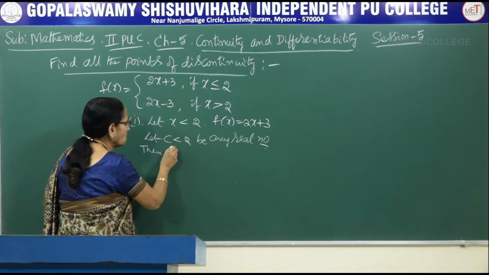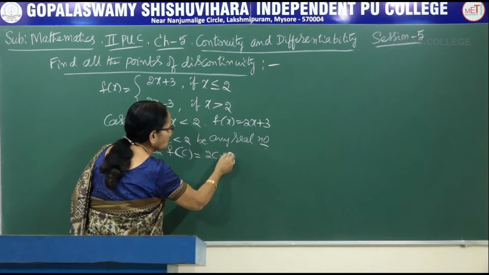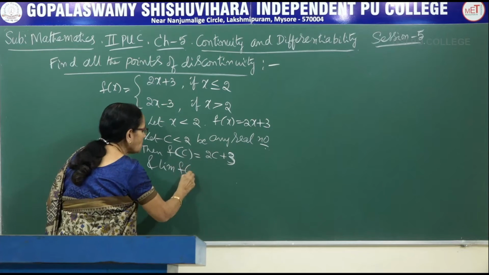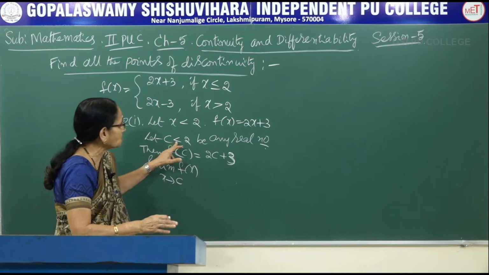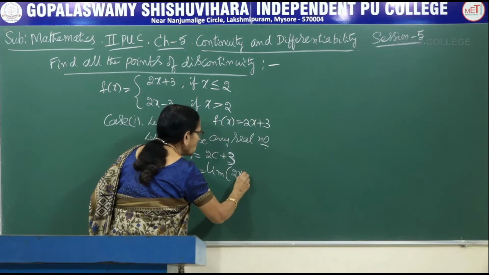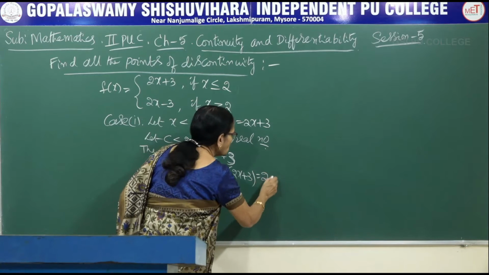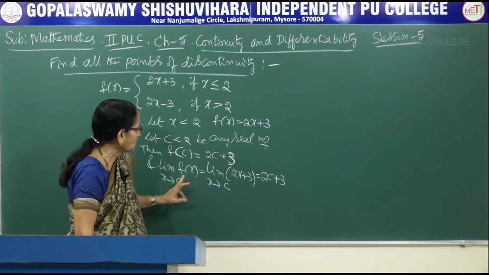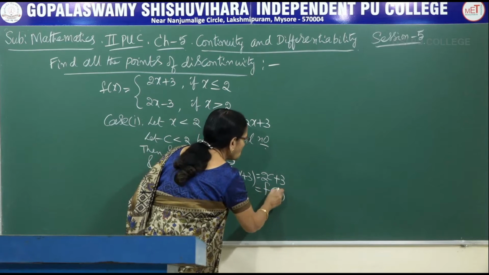Then let me find the value. f of c is equal to 2c plus 3. Wherever x is there, write the value. Then calculate the limit also. Limit of f x as x tends to c. Here, don't bother about left hand limit, right hand limit, because we are considering a general number here. This is equal to limit of 2x plus 3 as x tends to c. So, this is also equal to 2c plus 3. But what is f c here? 2c plus 3. What is the limit f x as x tends to c? That is also equal to 2c plus 3. That is, this is equal to f of c.